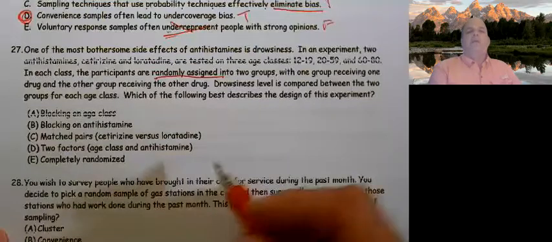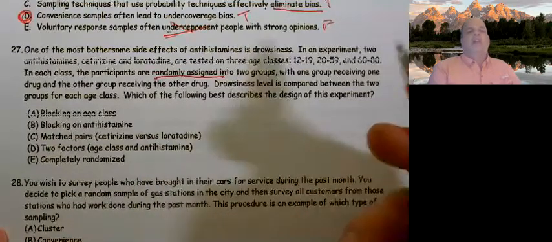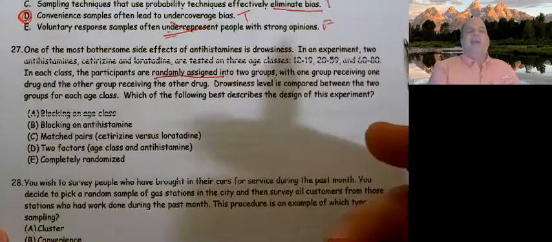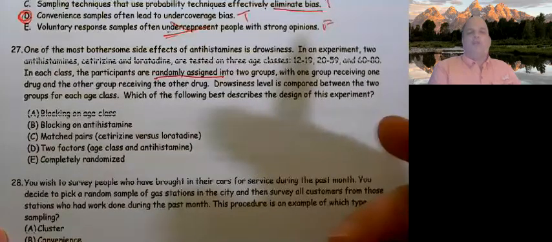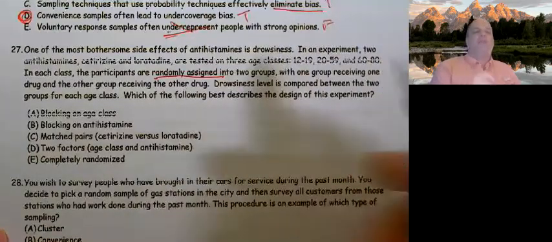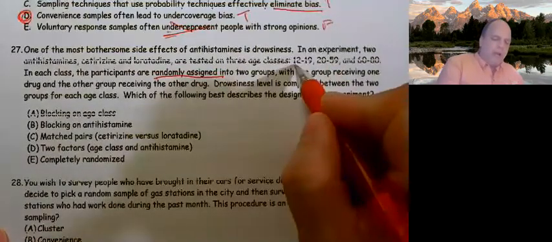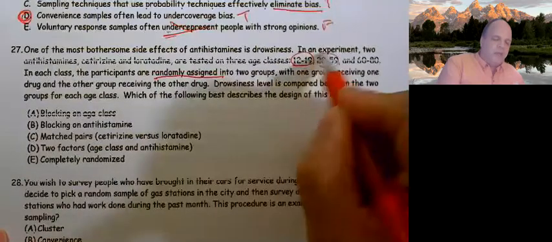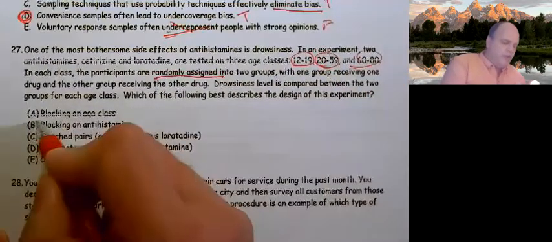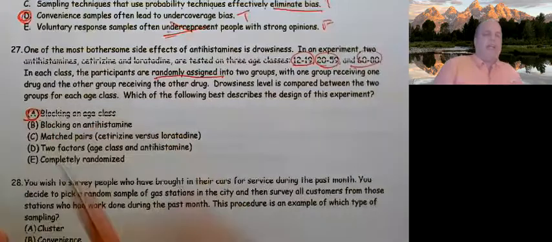If I break them into groups, it's either going to be stratified or cluster if it's an observational study, but this is an experiment. So if I break them into groups, we're blocking. And what do we block them on? Well, we put them into age groups. So in this case, we block based on age, which is letter A.